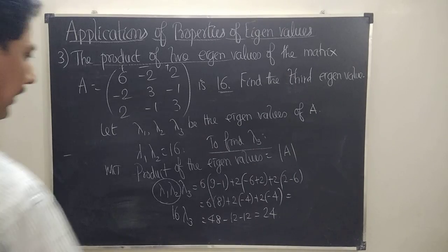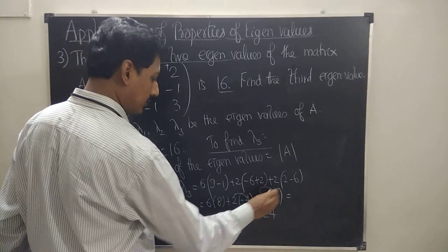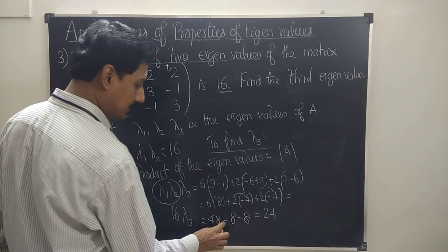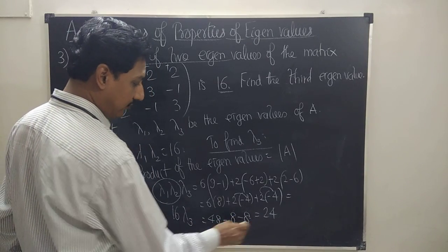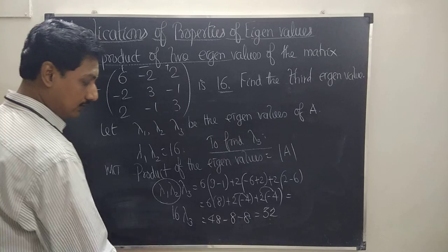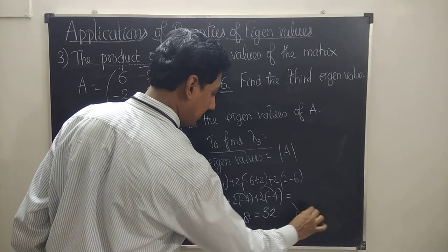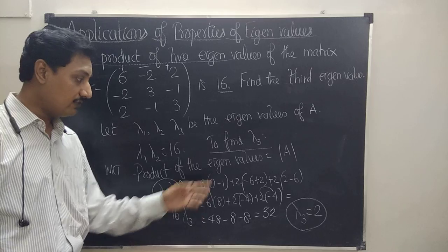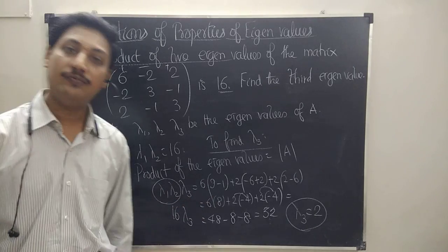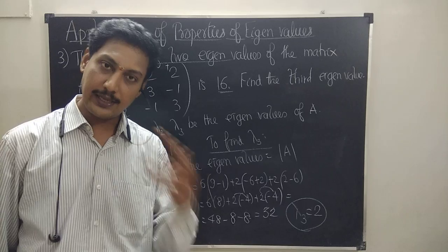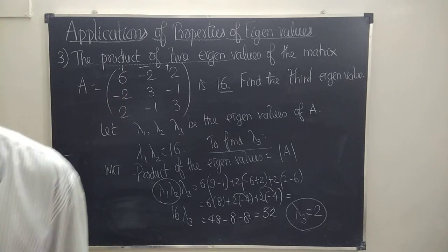I think so, 2 into minus 4 is minus 8. Yes, 2 into minus 4 is minus 8. So this becomes minus 8 minus 8, so minus 16. So 48 minus 16 is 32. So 16 lambda 3 is equal to 32. So by that way lambda 3 is equal to 2. So this is the third eigenvalue. This is with the help of the property that the product of the eigenvalues is equal to the determinant of its matrix. That is the second property. Right?